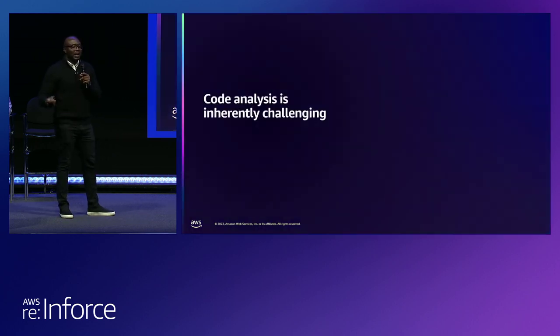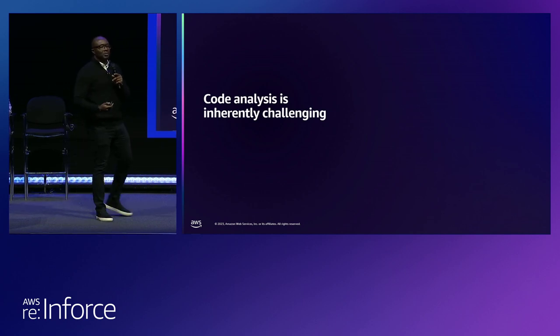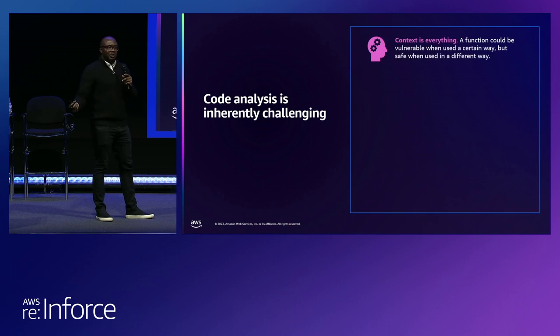So why is code analysis inherently challenging and causing so much pain for our customers today? Right? Context is everything, right? A function can be vulnerable in one way and not vulnerable in another way.